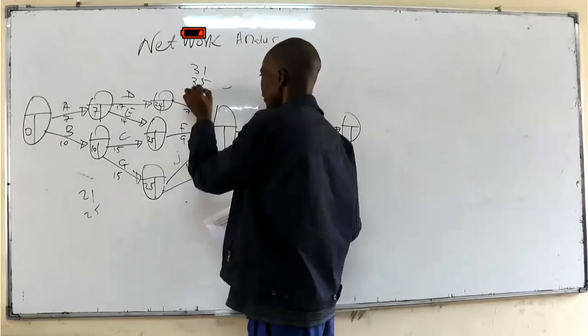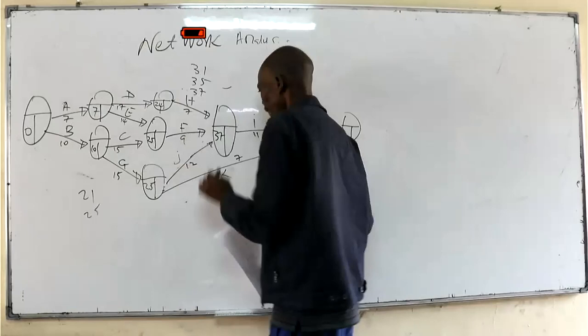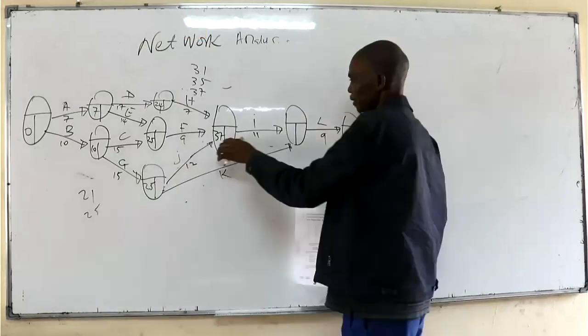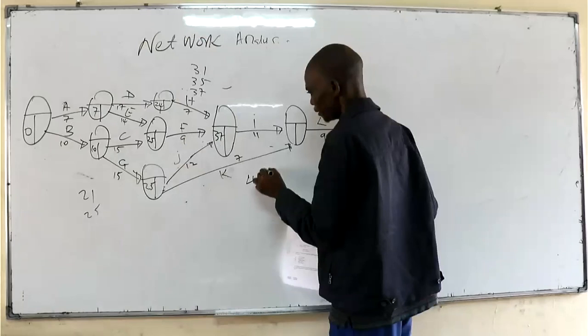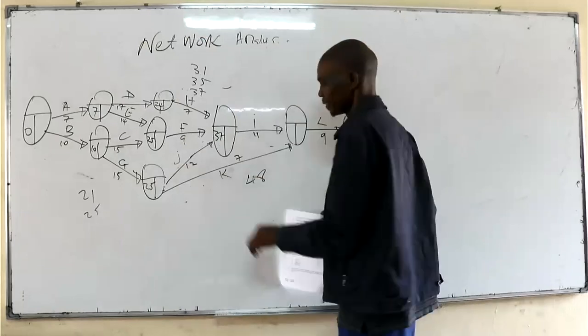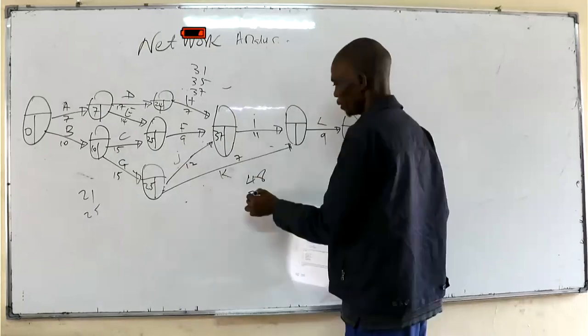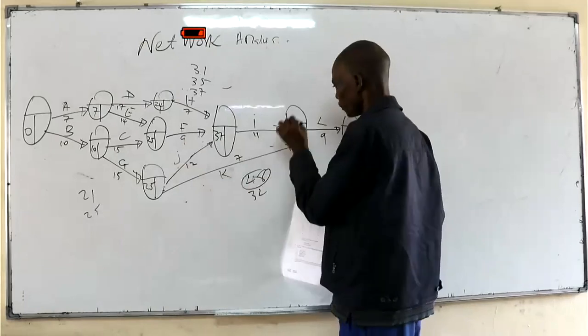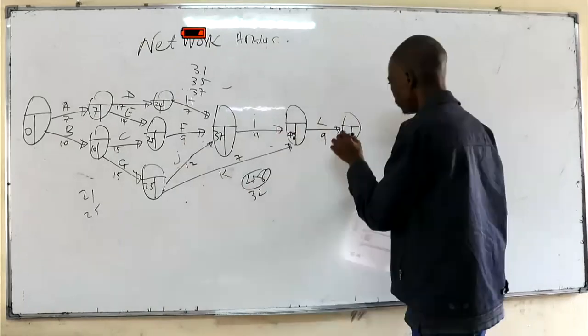Then this is also a point of convergence. 37 plus 11 is 48. 25 plus 7 is actually 32. So we take the biggest, which is 48. So 48 plus 9, that is 57. So the duration for this particular project is actually 57.